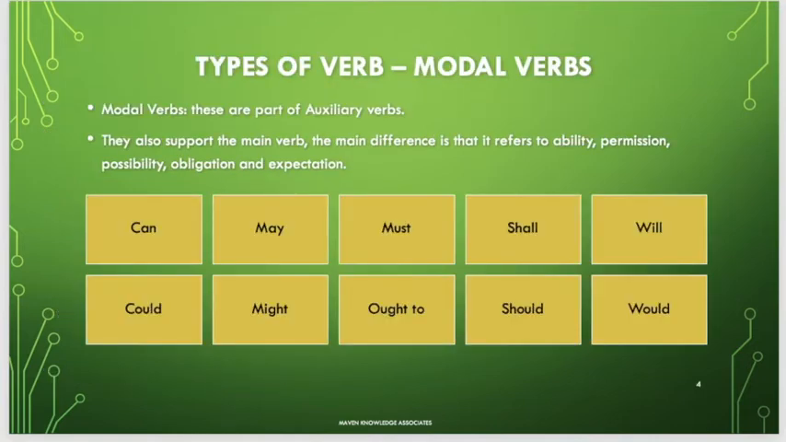So in this video I'm going to talk about modal verbs can and could, and in my next videos I'm going to talk about other types of modal verbs. If you have not referred to my previous videos, modal verbs are part of auxiliary verbs, and they support the main verb in any sentence. The main difference is that they refer to ability, permission, possibility, obligation, and expectation.